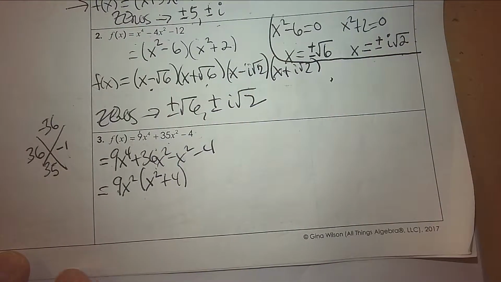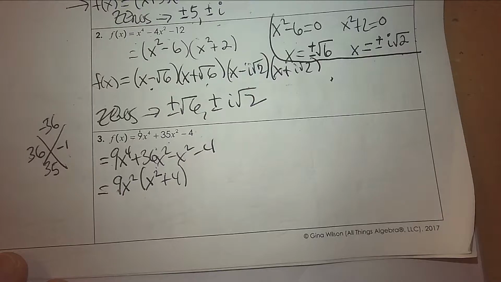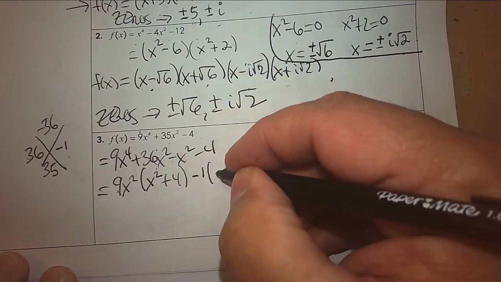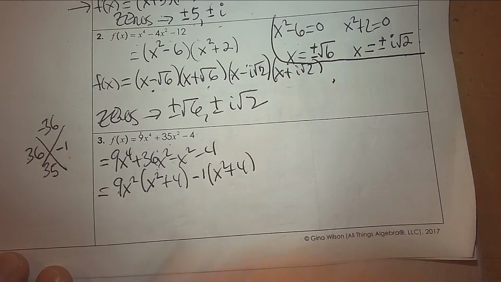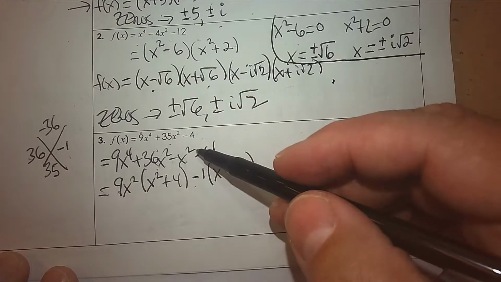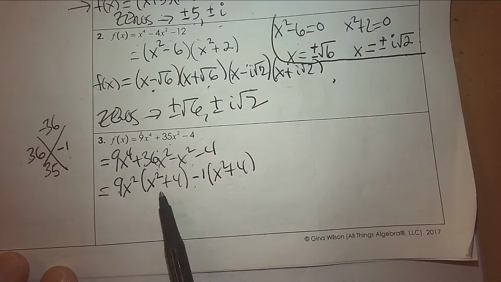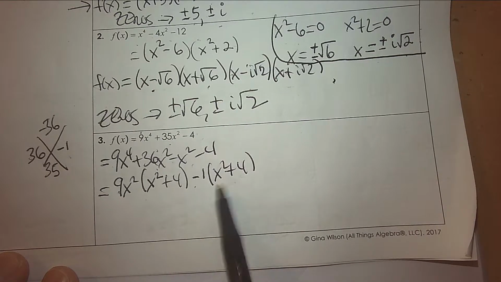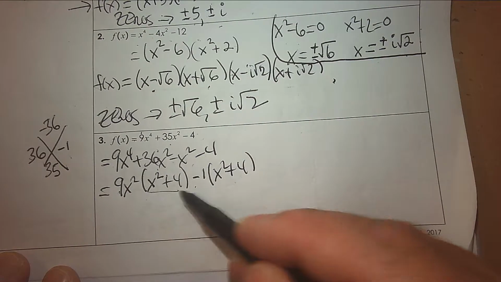Look at the next two terms, the last two. What do they have in common? A negative 1. And what's left over is x squared plus 4. If you ever notice when you factor that it looks the same but the signs are different, you can always factor out a negative number to see if the signs can match. These have to match to go further.